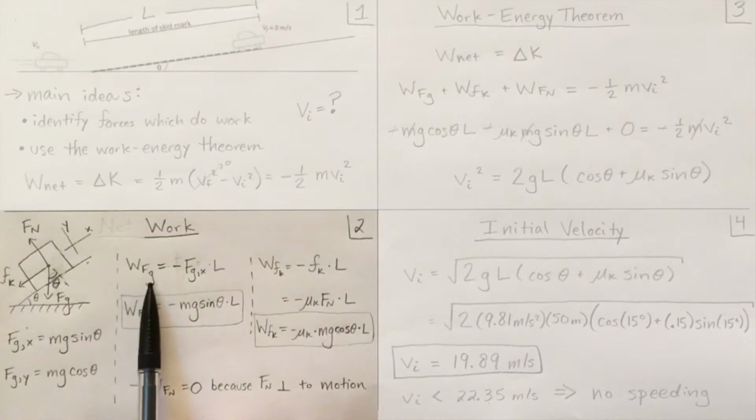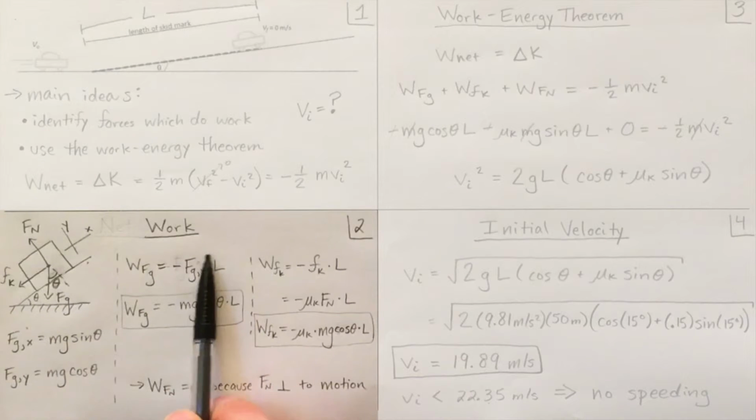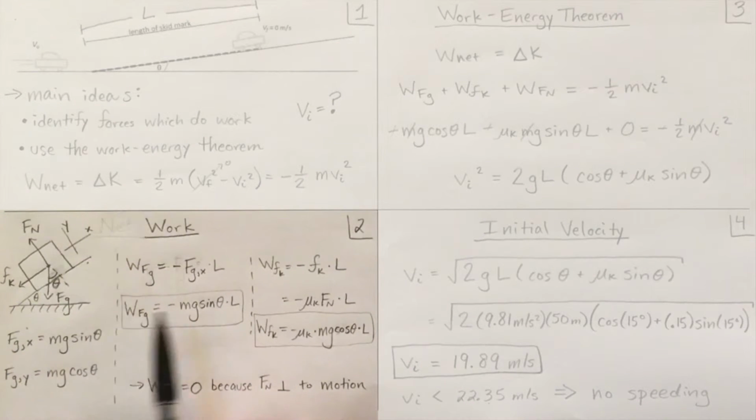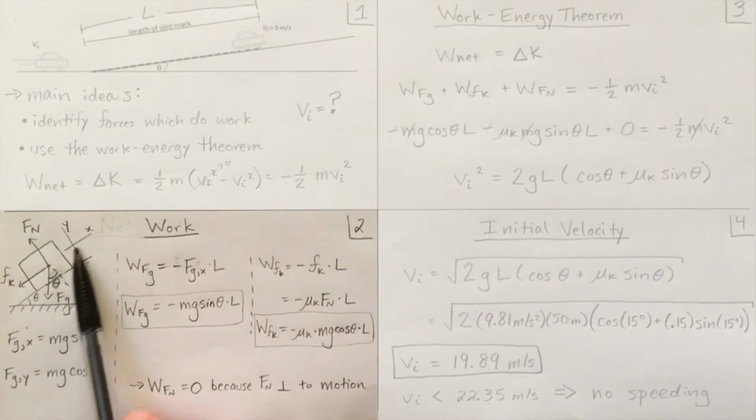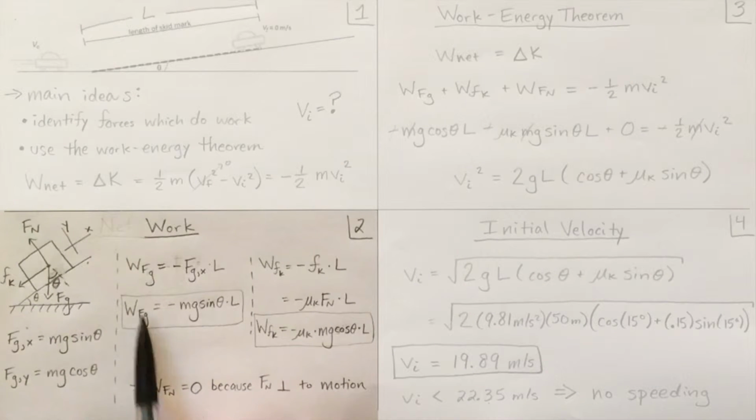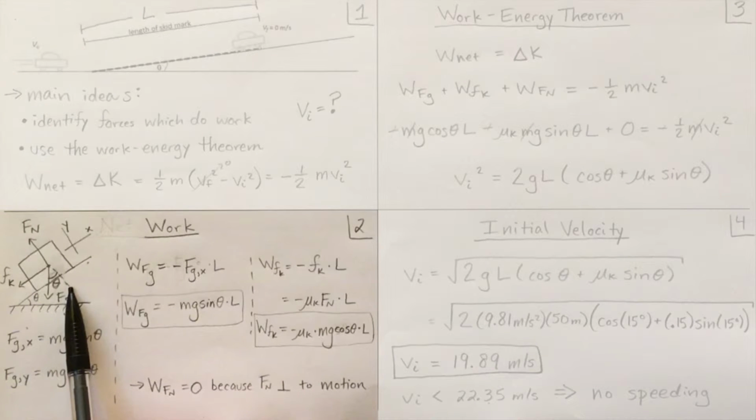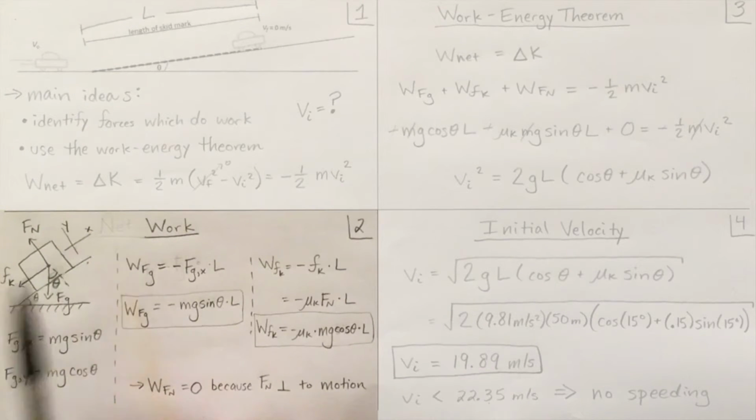The work done by the gravity force is equal to negative times the x component of the gravity force times L, which is the distance over which the car comes to a halt. The work is negative because the x component of the gravity force acts in a direction which is opposite to the direction in which the car is moving. Substituting in this expression, we see that the work done is therefore equal to negative mg sine theta times L. Note that we don't consider the y component of the gravity force because this acts in a direction that's perpendicular to the direction of motion.